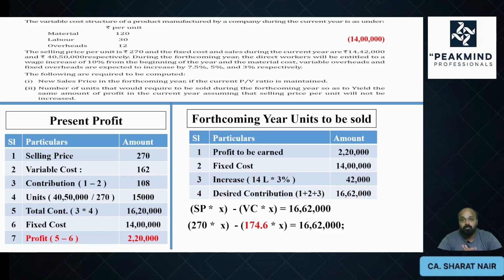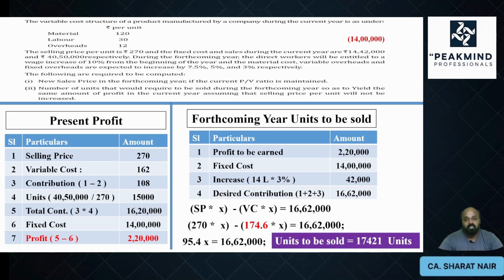Then the total, if I deduct 270X minus 174.6X, should give me 16 lakh 62,000. Further simplifying it, I will get 95.4X is equal to 16 lakh 62,000. And then I will get units to be sold. It will be 17,420 units. With this, we have completed question number 6. Let's move on to the next question, question number 7.